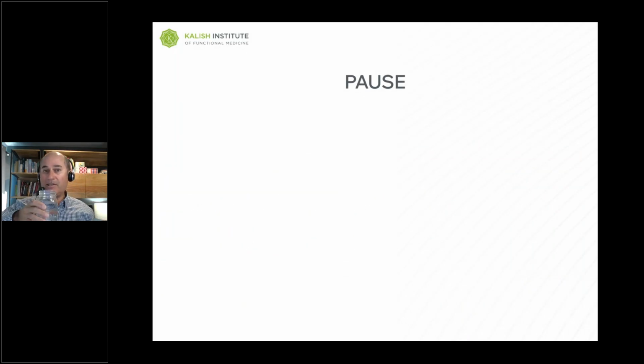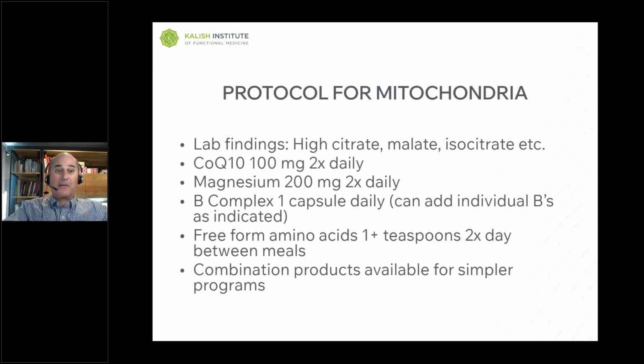Okay, I put a slide in there that says pause. I must have anticipated that I was going to be kind of revved up at this point because I really get into this genetic stuff, and I really want you guys to understand this. Oh, here's the protocols. Okay, so you can leave after this if you really are in a rush. Protocol for mitochondrial. You see high markers on citrate, malate, isocitrate. We're going to look at tests in a minute. There's your protocol right there.